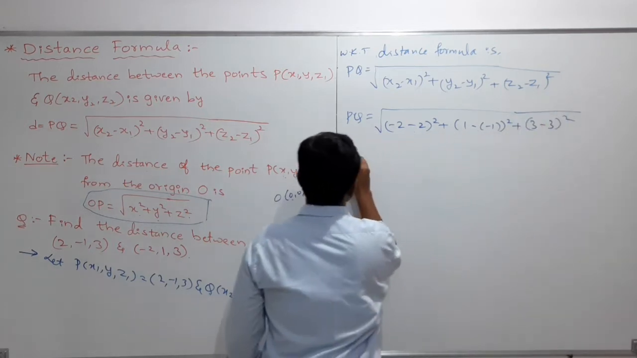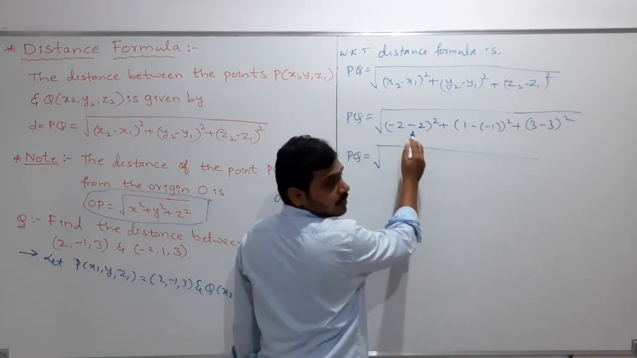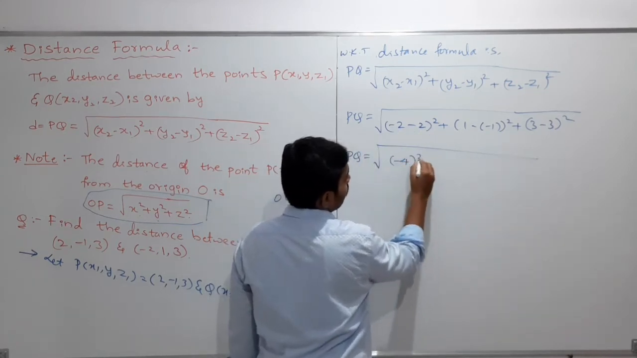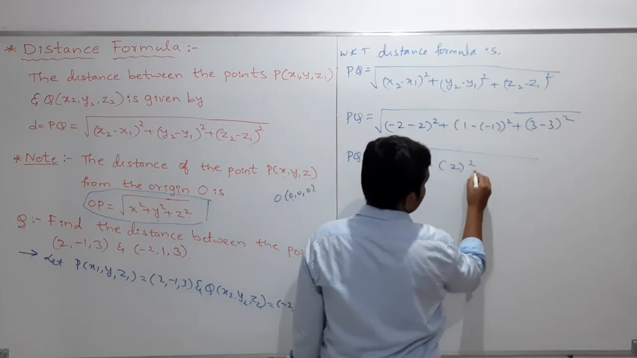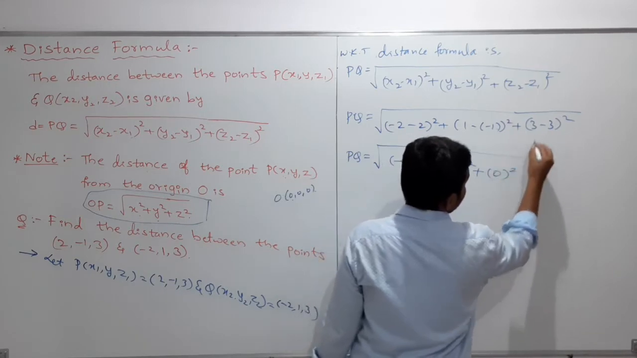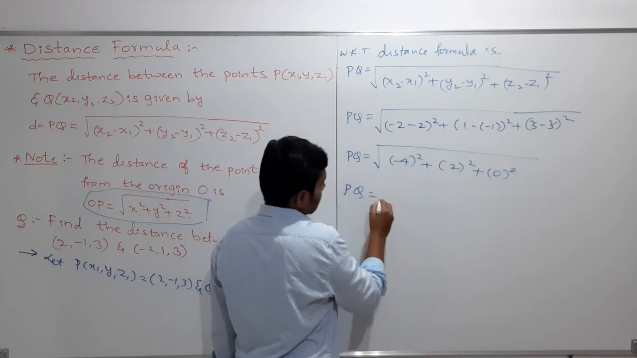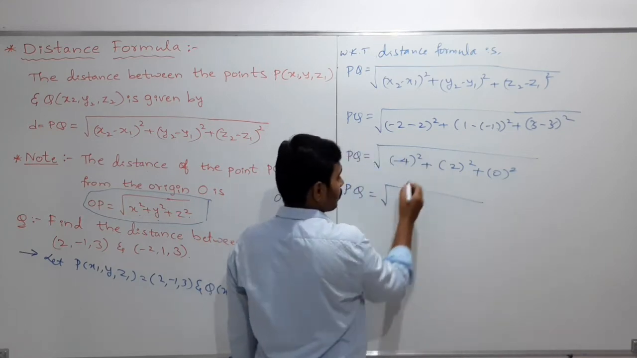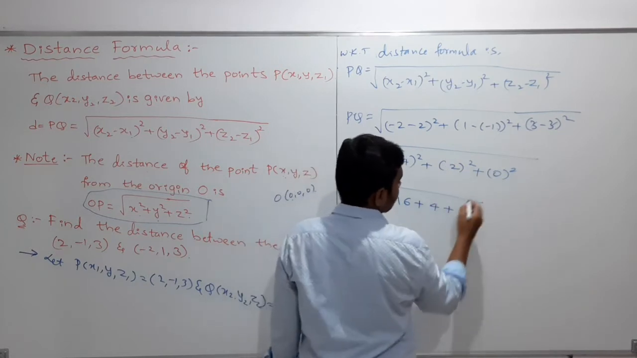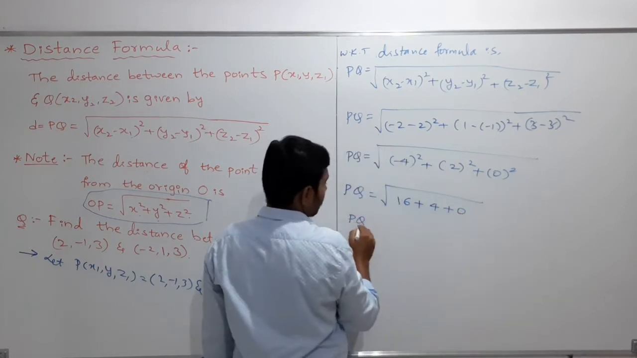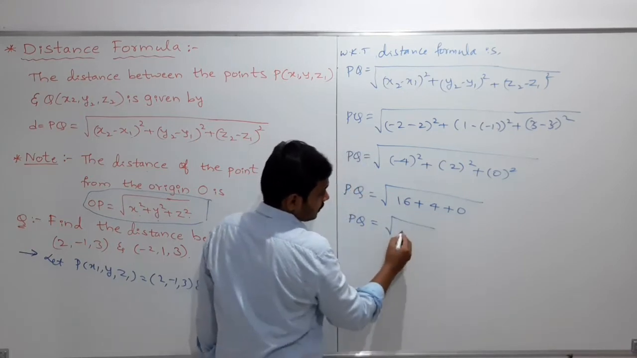So this gives PQ equals the square root of (-2 minus 2, that is -4) whole square, plus (1 plus 1 is 2) whole square, plus 0 whole square, since 3 minus 3 cancels. So PQ equals (-4) whole square, which is 16, plus 2 whole square, which is 4, plus 0 whole square, which is 0. Therefore PQ is the square root of 16 plus 4 is 20, 20 plus 0 is 20.